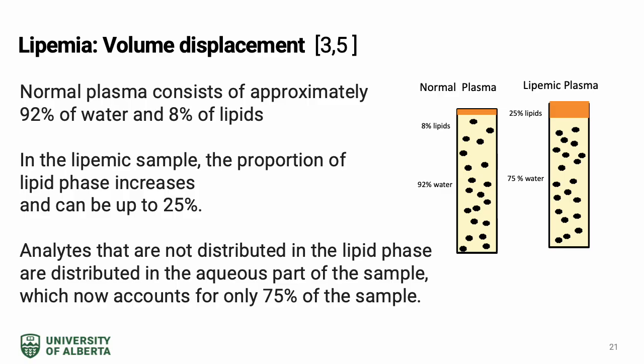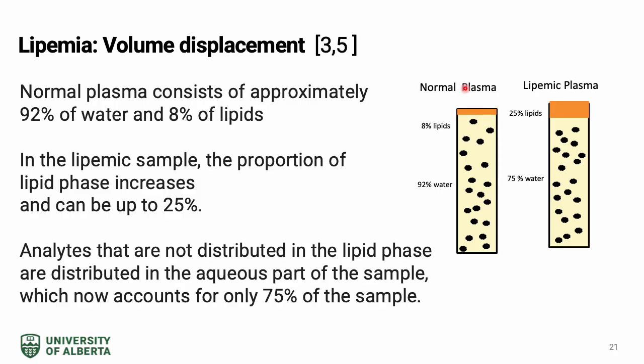Similar to the partition effect, lipemia can also cause an error through what's known as volume displacement. Normally, plasma, as I mentioned, or serum is approximately 92% water and 8% lipids. In a lipemic sample, the proportion of the lipid phase increases and can be up to 25%. Analytes that are not distributed in the lipid phase are distributed in the aqueous phase of the sample, which now accounts for only 75% of the sample. You can see that in this diagram.